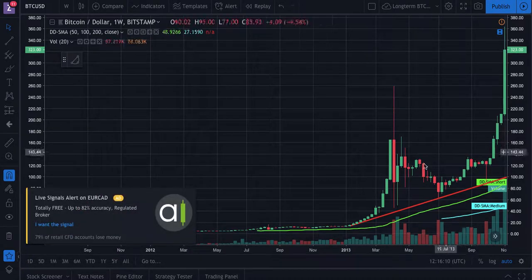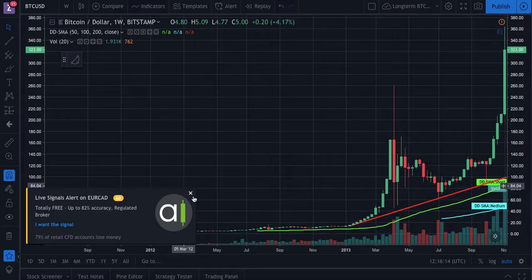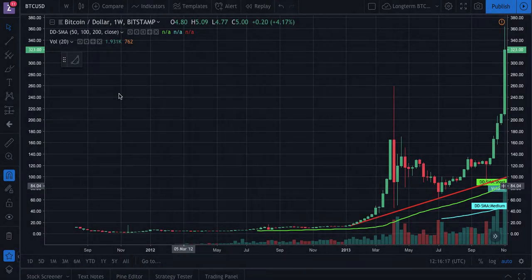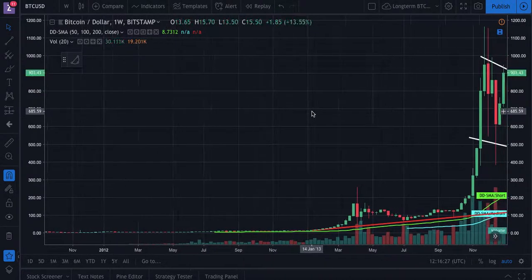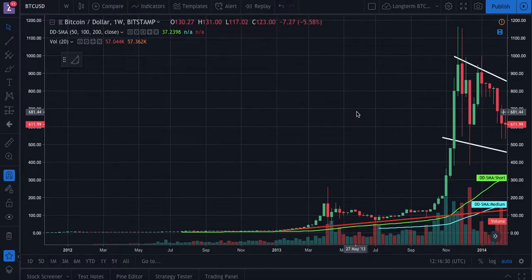So I just drew the lines. As I told you guys, the trend is your friend. I mean, there are other ways to do this technical analysis. I've been researching these charts for a very long time, especially the BTC chart.